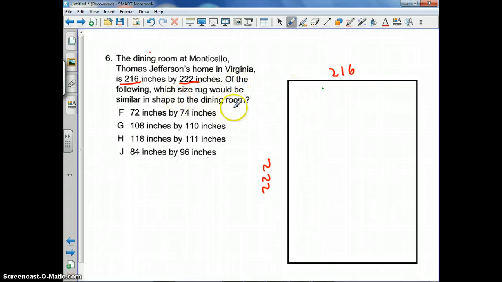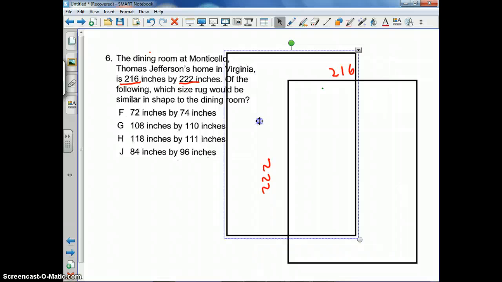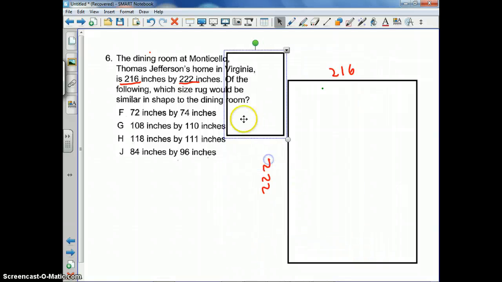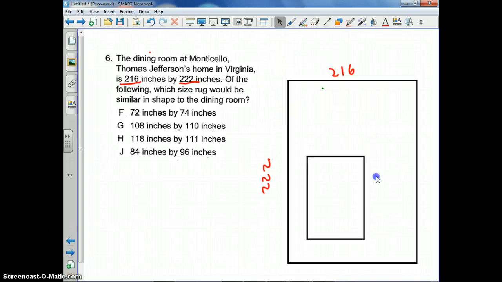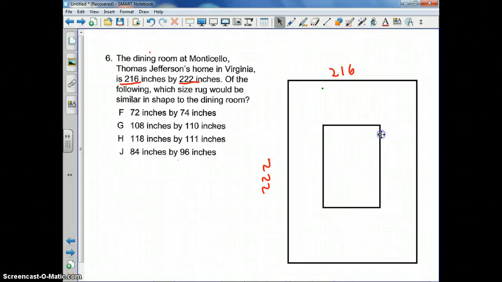Okay. Of the following, which size rug would be similar in shape? So we want to know, all right, if I took a rug, let me just take this. If I took this and made a similar shape so that the rug just sits in the middle of the room and is similar to the room like this, what could the rug be?